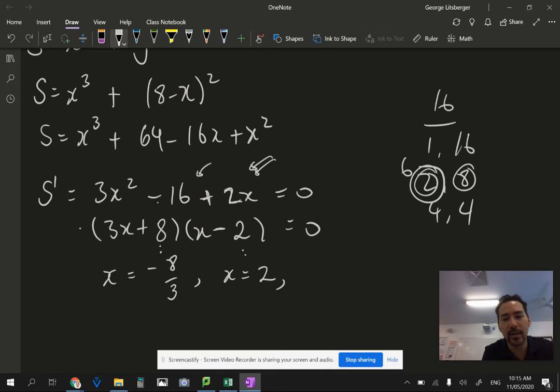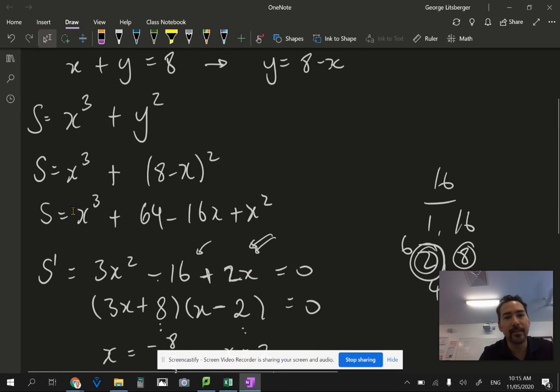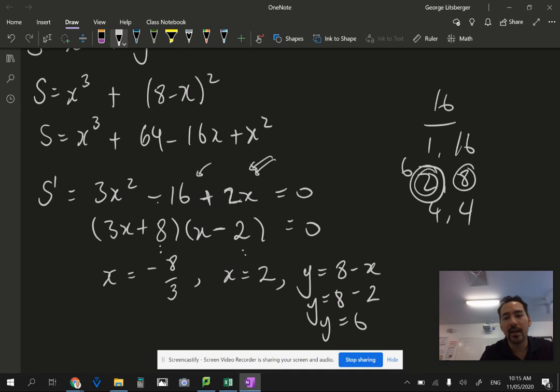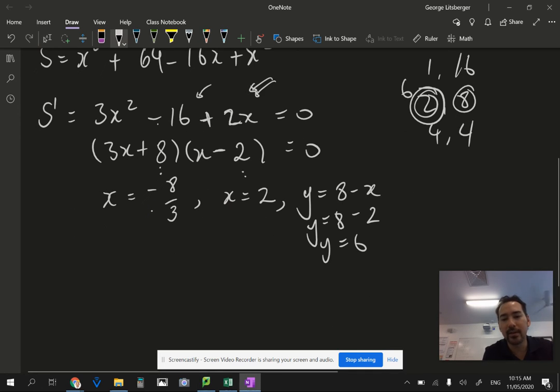or x is equal to 2. And if x is 2, that means y has to be 8 take away x, which is 6. And so our two answers are 2 and 6.